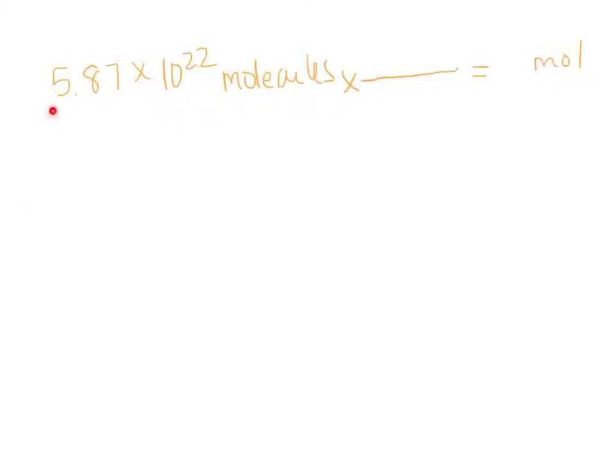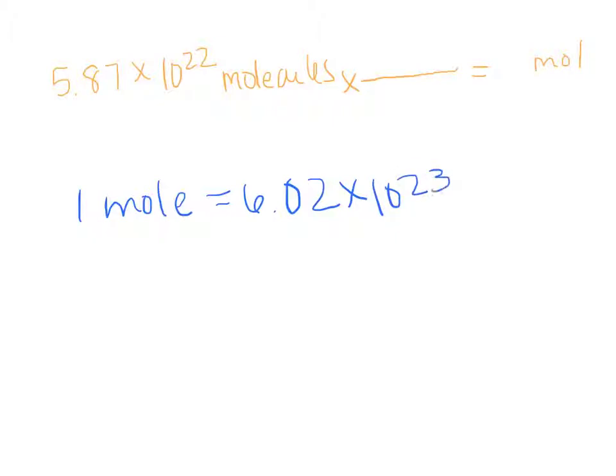So again, here I started with my given, which was the 5.87 times 10 to the 22nd molecules, and I'm trying to get it into moles. So I'm going to use that handy dandy conversion factor again that says that 1 mole is equal to 6.02 times 10 to the 23rd representative particles, and remember representative particles could equal molecules, it could have equaled formula units. There were a lot of things that could have equaled.